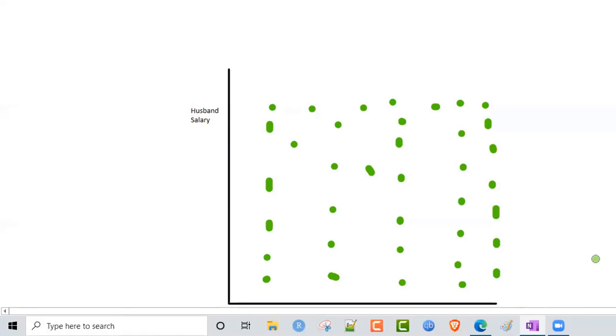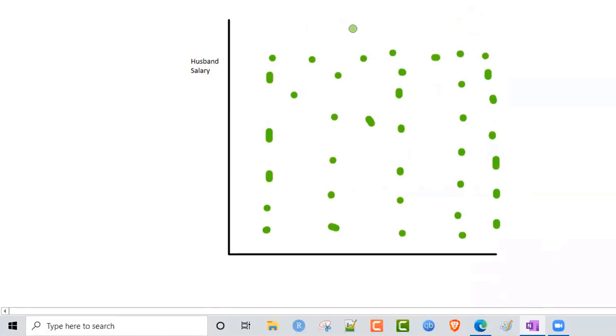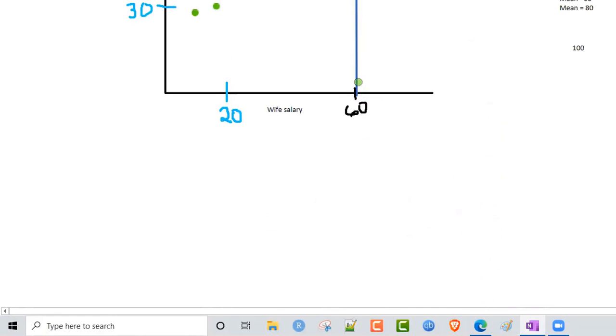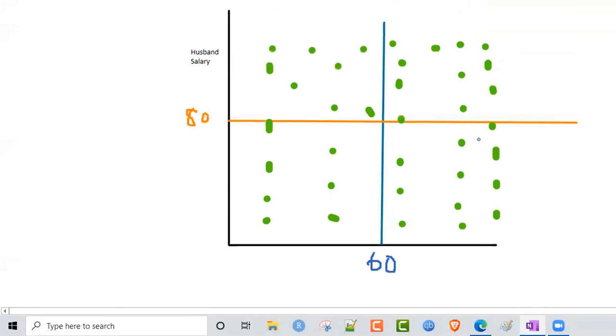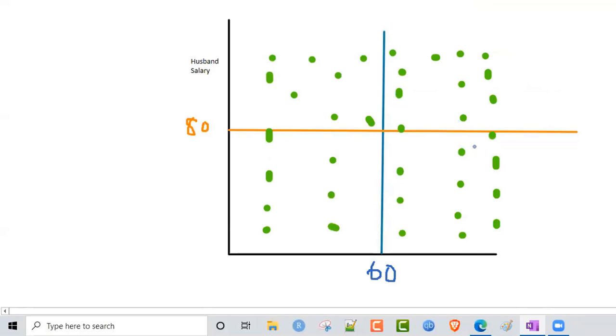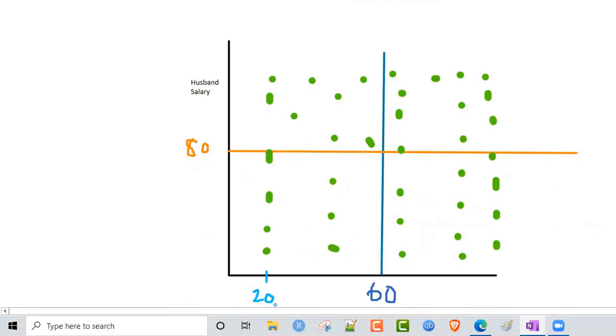Okay, suppose the data look like this, but we still have the same lines here, 60 and 80. If I didn't tell you the wife's salary, and I asked you to guess the husband's salary, you would still give 80. But suppose I tell you that the wife's salary is way down here. So the wife's salary is only whatever it was last time. What was it? 20.